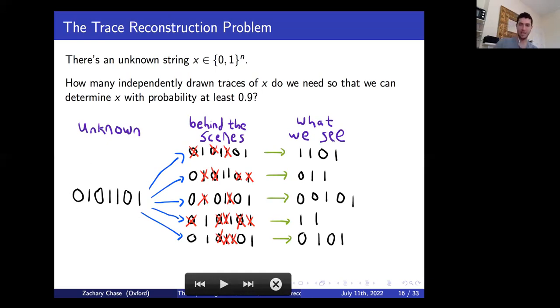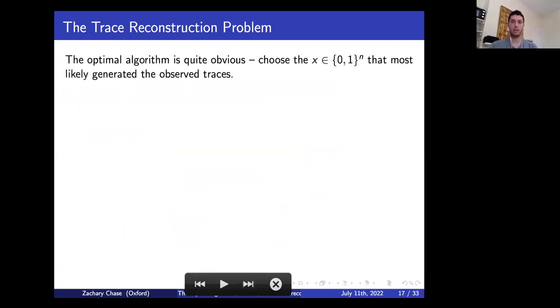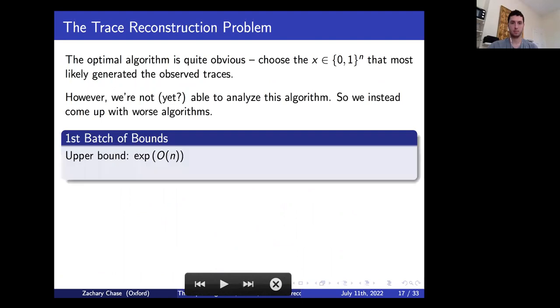To connect it to how I initially phrased the problem, you can view these as random subsequences of length close to n over 2. It's not exactly n over 2, but it'll be close to that. And we want the answer for the worst case x, which isn't precise. Okay, I'll skip over that.